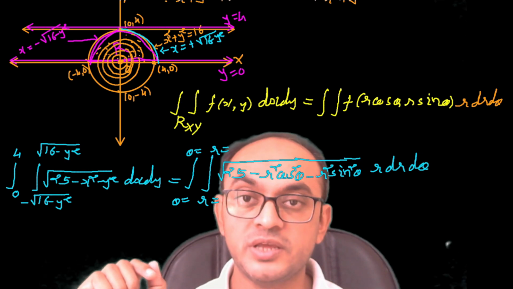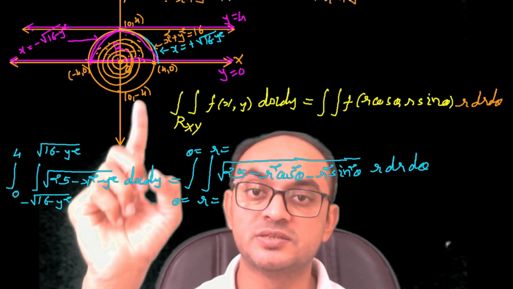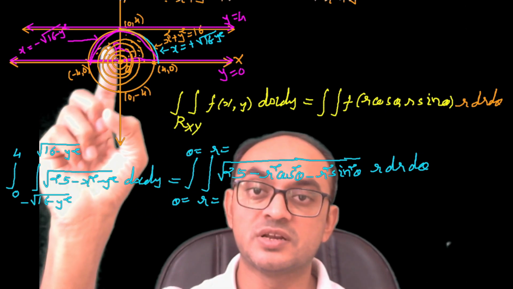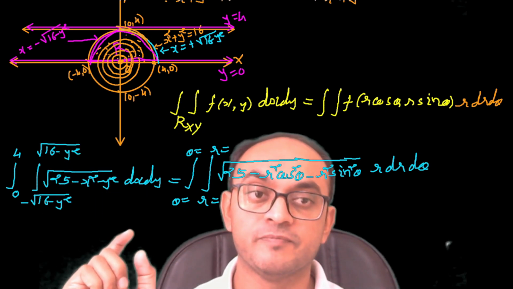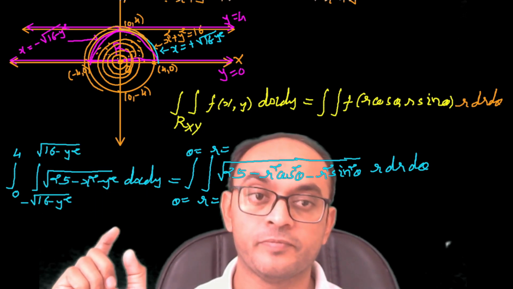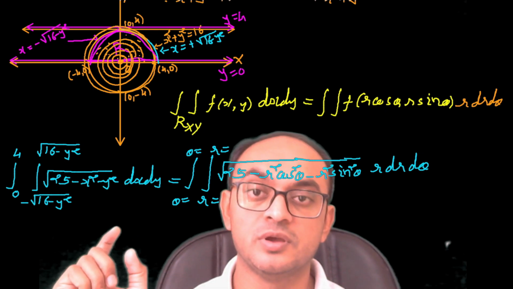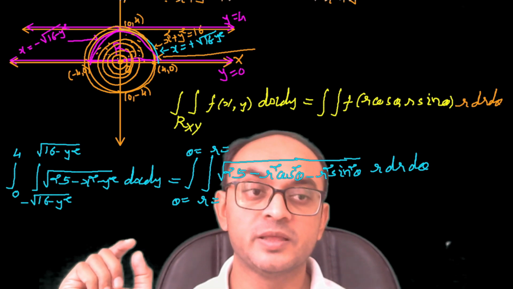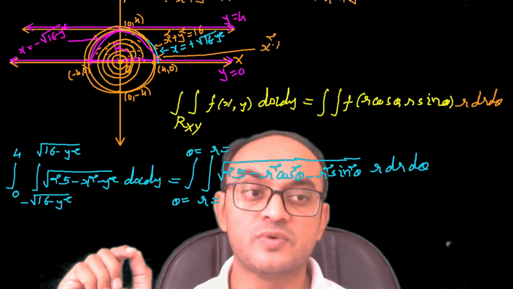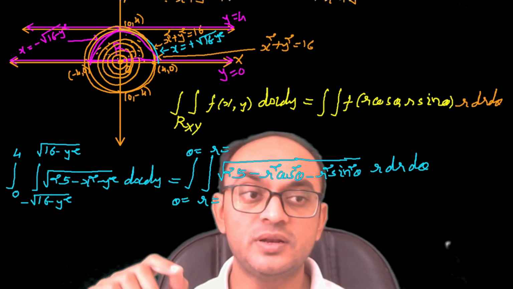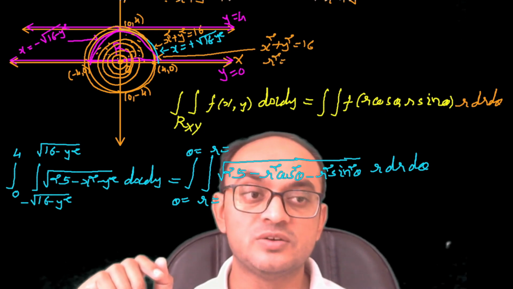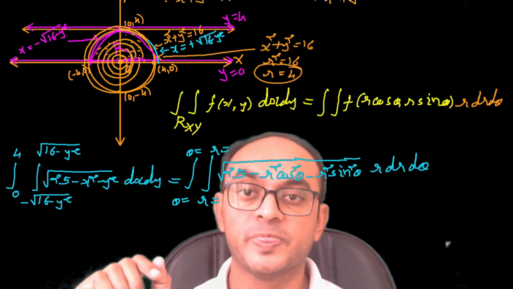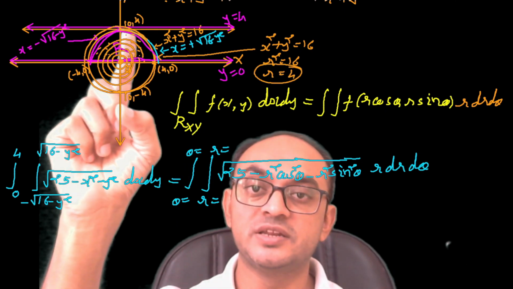Now I have to reach till this, the outermost circle, right? This one. So can you tell me what is the equation of this outer circle? This is x square plus y square equal to 16. What is x square plus y square? It is r square. So r square is equal to 16. So r is equal to 4. Right, that means the equation of this circle is r equal to 4.